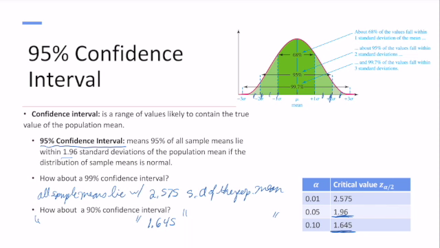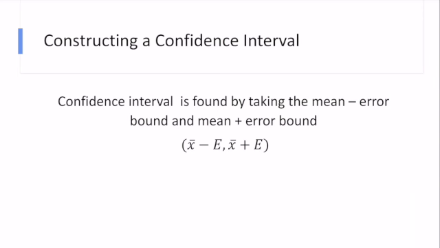So let's work through a couple of examples of constructing our confidence interval, which is found by taking our sample mean minus our error and our sample mean plus our error. Okay, this means my true population mean is going to be in between these two values.